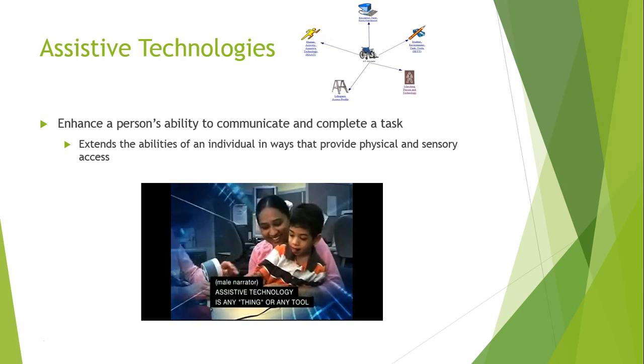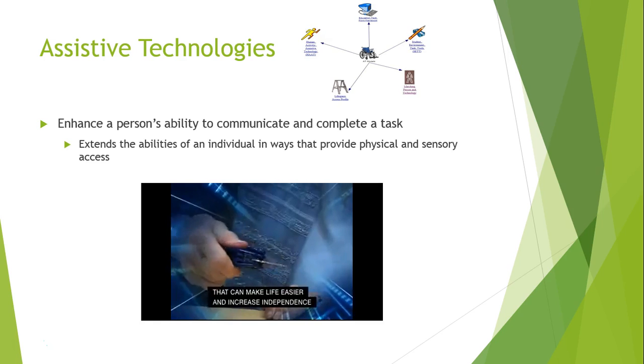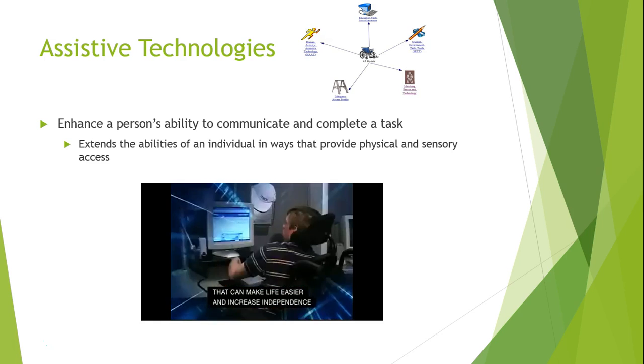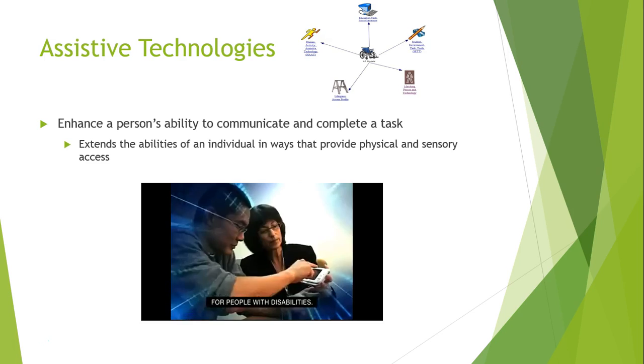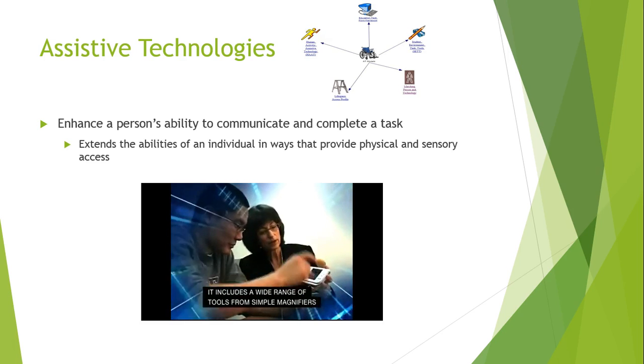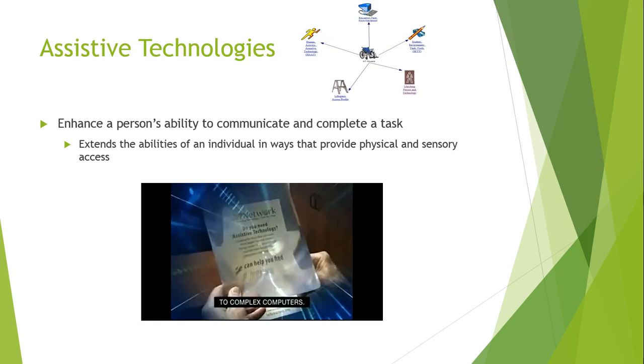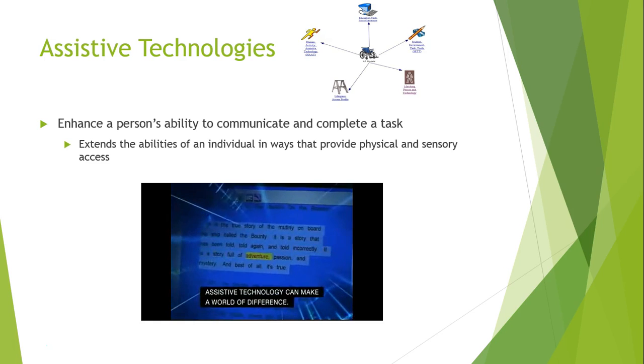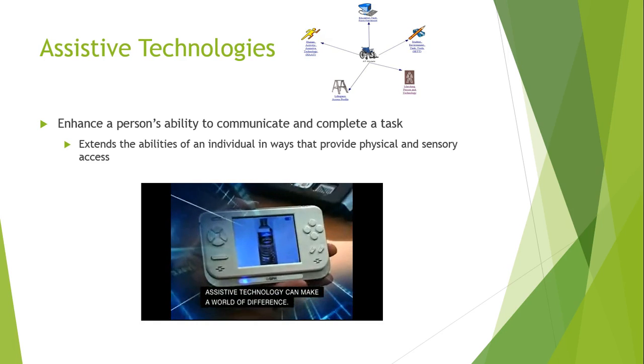Assistive technology is anything or any tool that can make life easier and increase independence for people with disabilities. It includes a wide range of tools. From simple magnifiers to complex computers, assistive technology can make a world of difference.